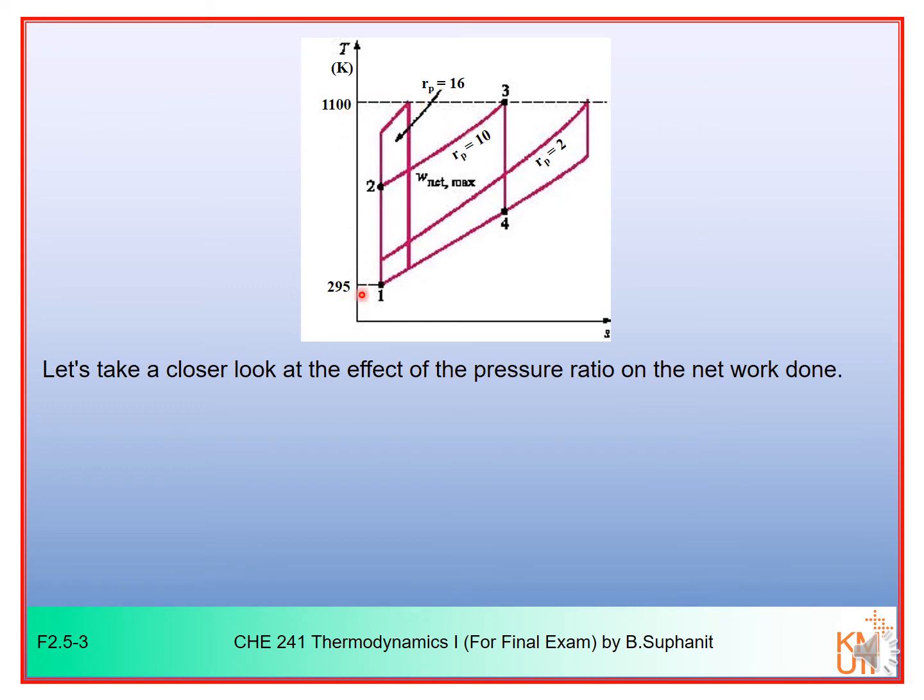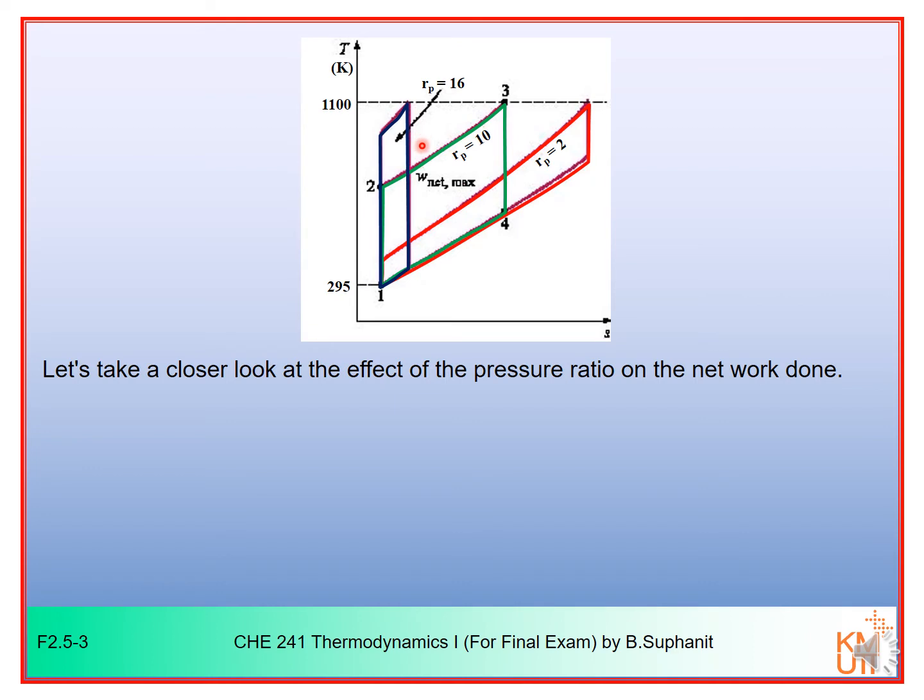Now, let's have a look at the first one, RP equal to 2, or the cycle in red here. The shape of the first cycle is a narrow strip with a low pressure ratio. The next one in green is at RP equal to 10, which looks pretty much like a diamond shape. The last one in blue is at RP equal to 16, which looks like a vertical stripe.